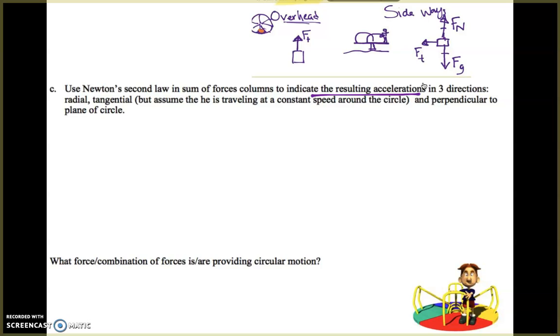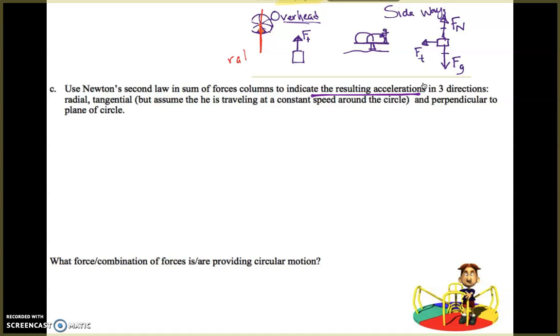So the 3 directions that they have here, I want to outline what they mean so you can get a really good sense of what these words are actually telling you. We have one direction that says radial. What radial means is that it's along the radius. Maybe I should do a different color. Let's do red for radial. It's along the radius of the circle.